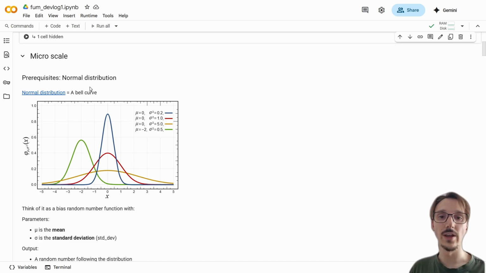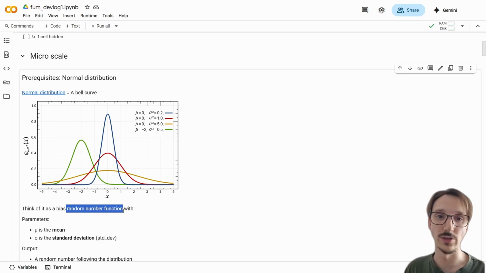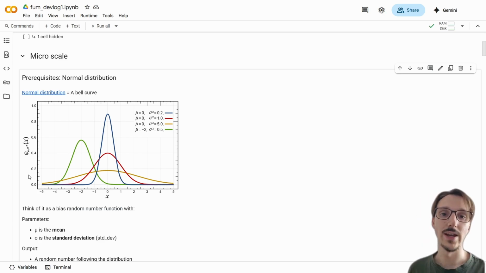But before looking at the code, there is some math to know about, which is the normal distribution. So in case you don't know, a normal distribution is just a bell curve. And in this video, we'll use it as a random number function, so an RNG function. And how does that work? Well, for each number on the x-axis here, the y-axis gives us the probability of that number appearing.